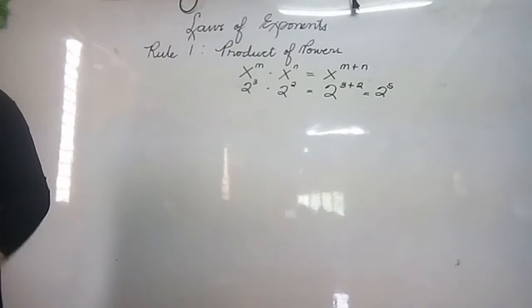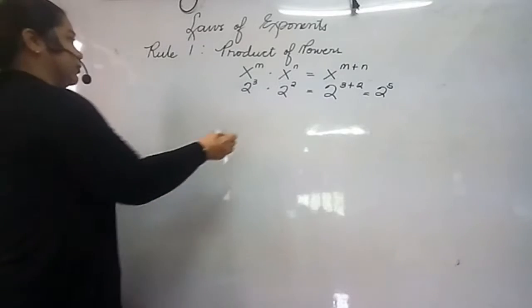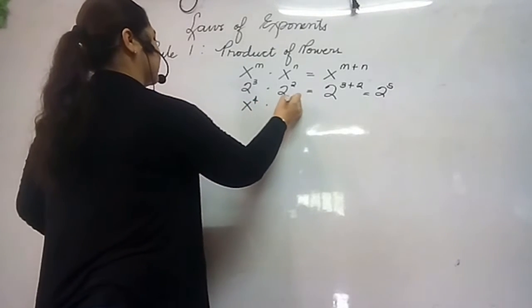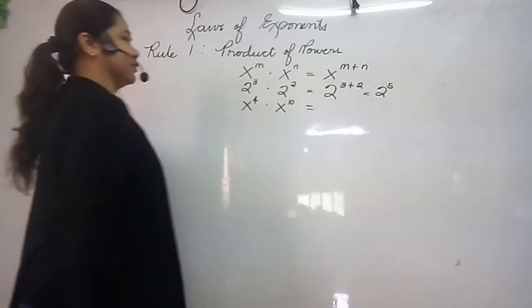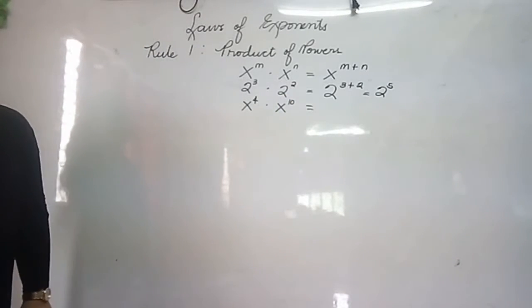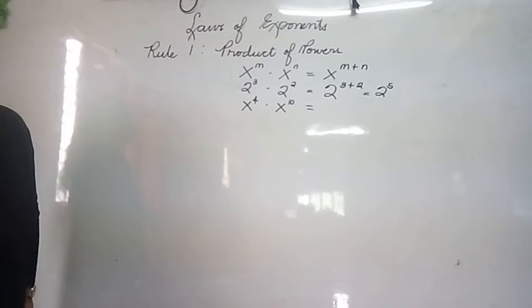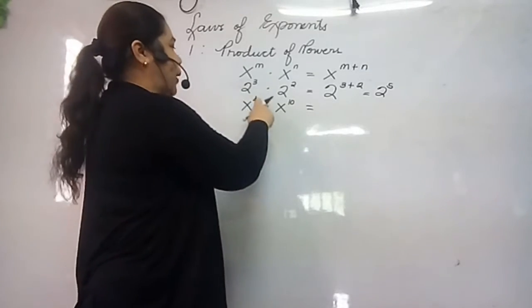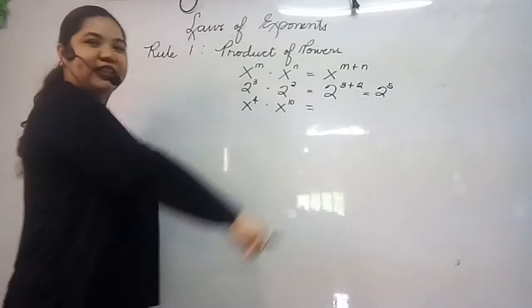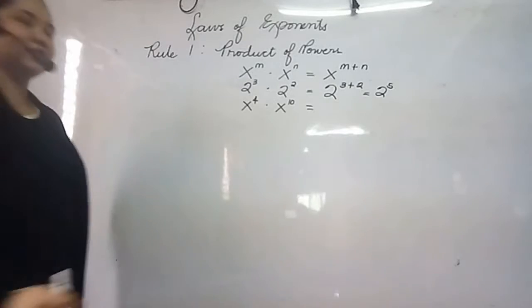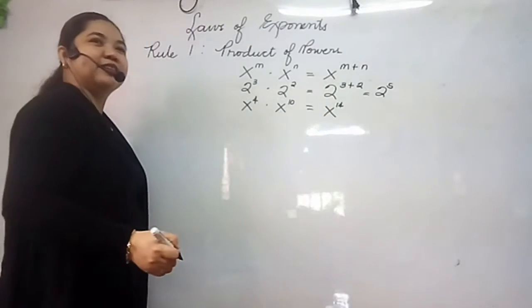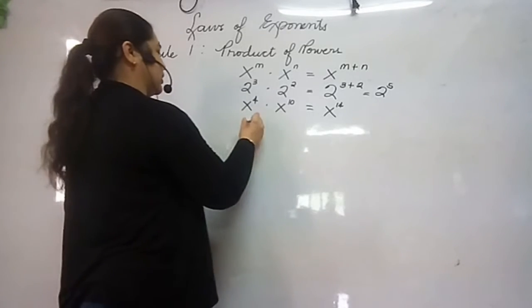Okay, next. Another example? Product of powers pa tayo. These are the rules. X raised to the 4th power times x raised to the 10th power. Correct, x raised to the 14th power.